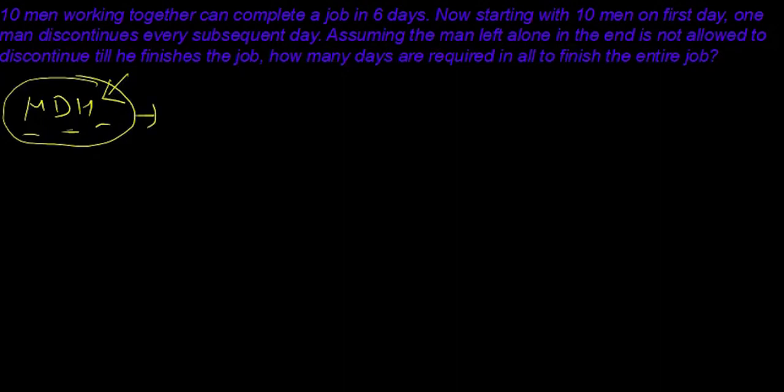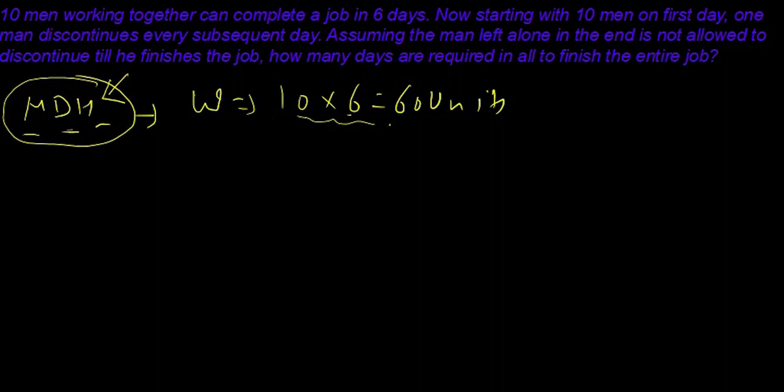So what amount of work should be there? It is none other than 10 into 6. So 60 units of work is totally there. Now, starting with 10 men on the first day, one man discontinues every subsequent day. Assume that the man left alone in the end is not allowed to discontinue until he finishes the job. How many days are required in all to finish the entire job?